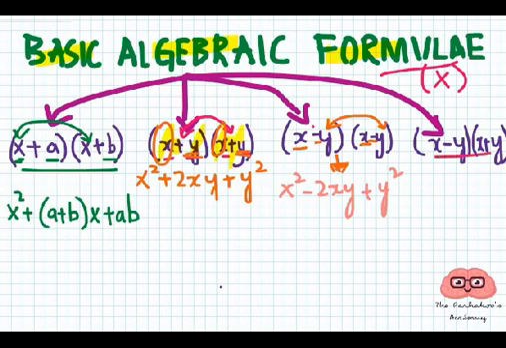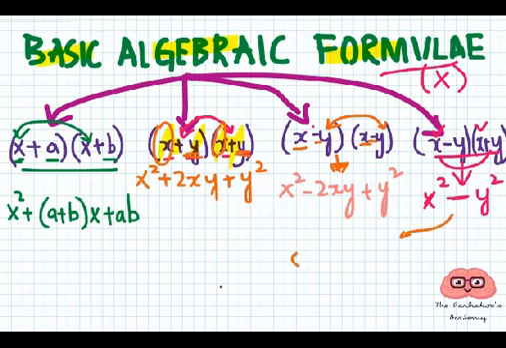Now let's see this scenario in which again the first term and second term are the same but there are plus and minus, the opposite signs, in the brackets. If this is the case, then the shortcut is to square the first term minus the square of the second term, and that's it. Let's see with the help of an example.